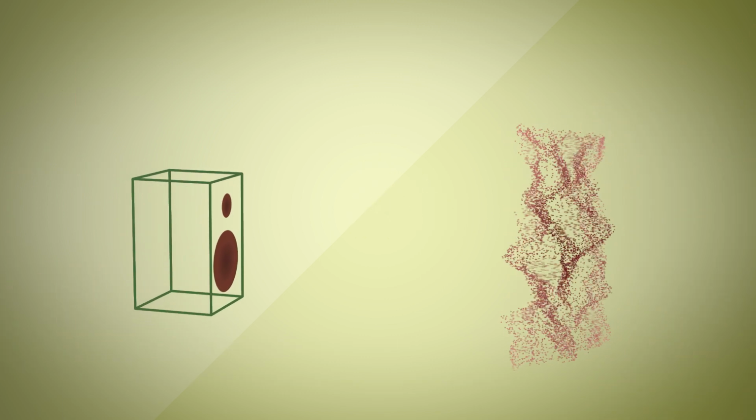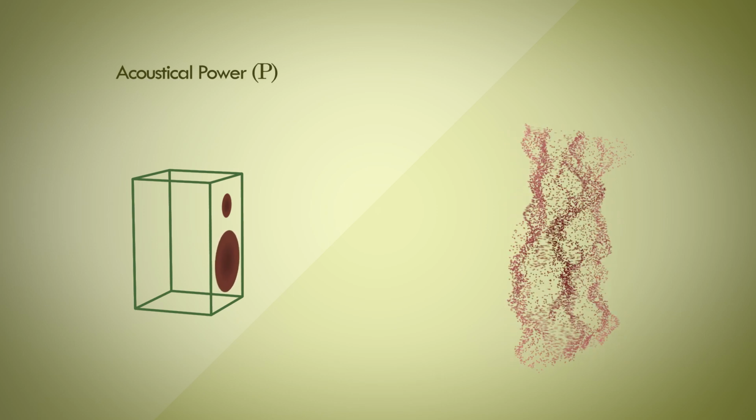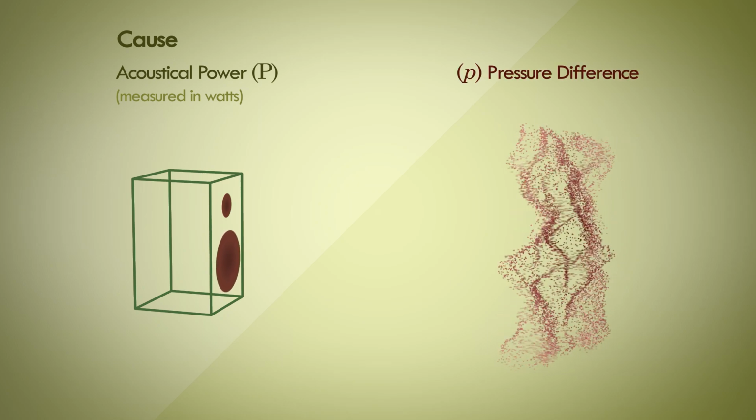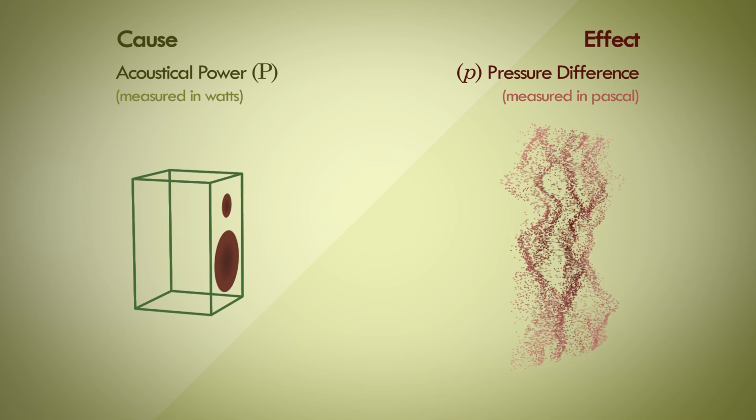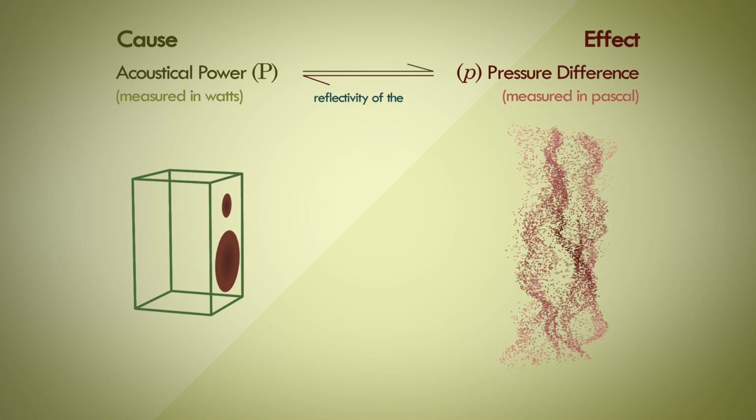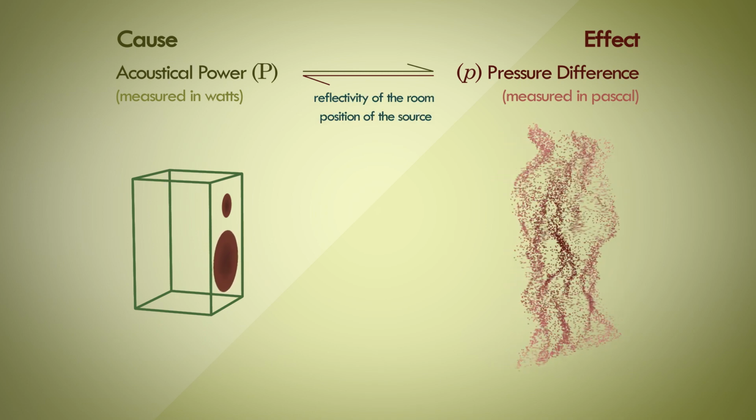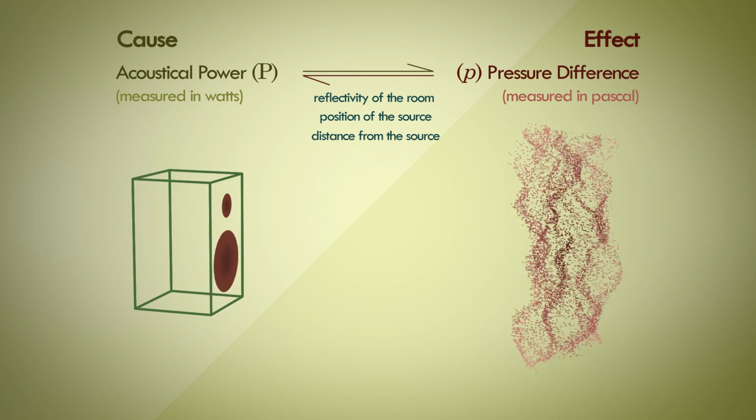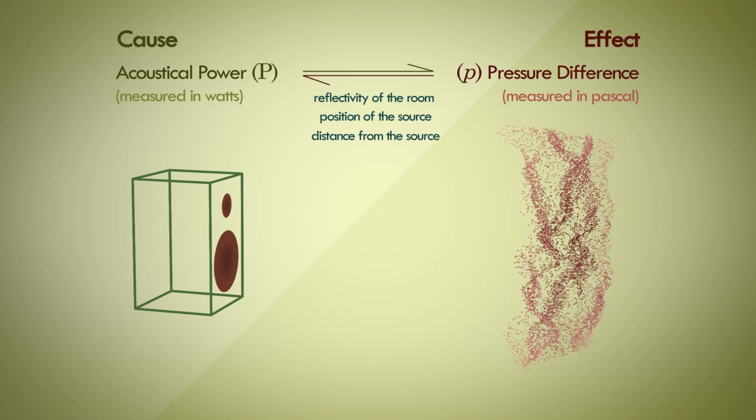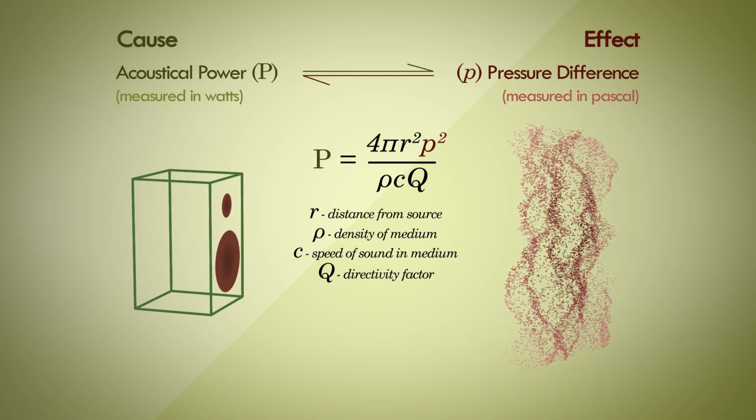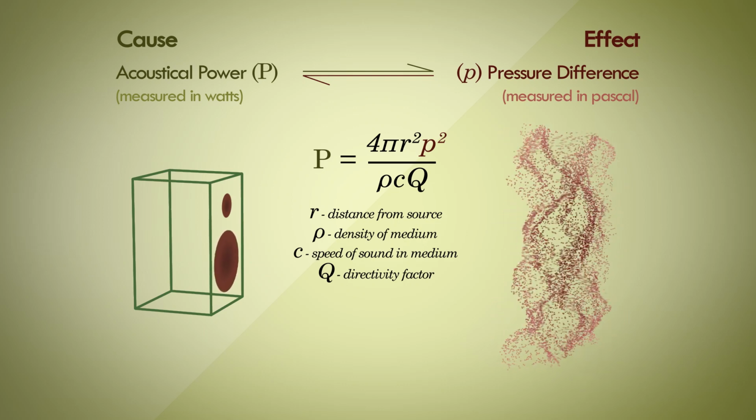This exact analogy can be applied to, let's say, a loudspeaker. The acoustical power of a loudspeaker can be considered the source, measured in watts, and the pressure difference that it creates is the effect, measured in Pascal. And a complex relationship exists between sound power and sound pressure, which depends on how reflective the room is, where the loudspeaker is positioned, and how far you are from it. We'll go into a lot more detail into sound power, sound intensity, and why these are purely theoretical concepts. And we'll explore this formula in more detail, which outlines the relationship between sound power and sound pressure.